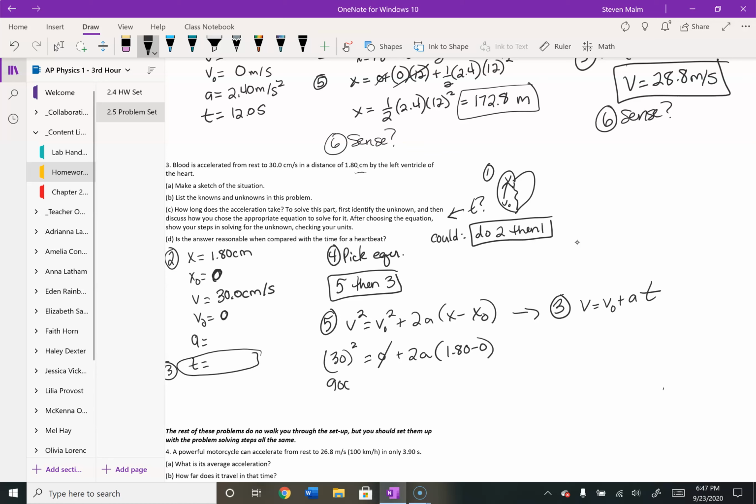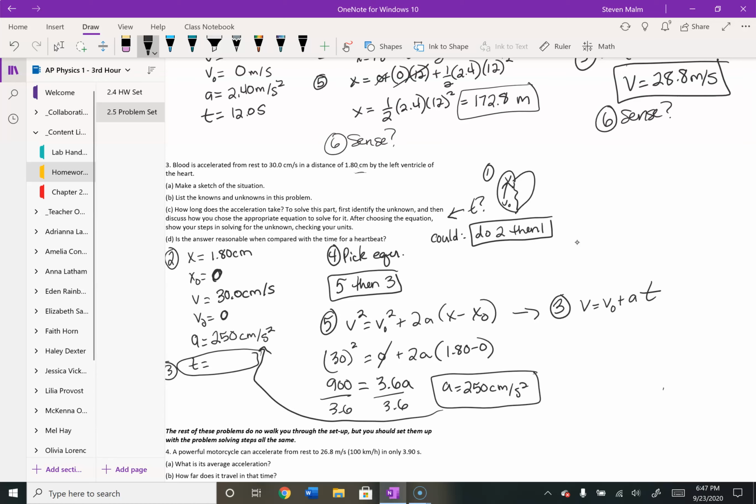So this becomes this. I'm going to divide by 3.6. I'm going to get that a equals 250, and this would be in centimeters per second squared. Remember that we're not changing our units. One of the things you can do as you solve problems is you can actually plug them in to the table as well. So I'm going to go ahead and enter that into my table just to keep track of all the information.